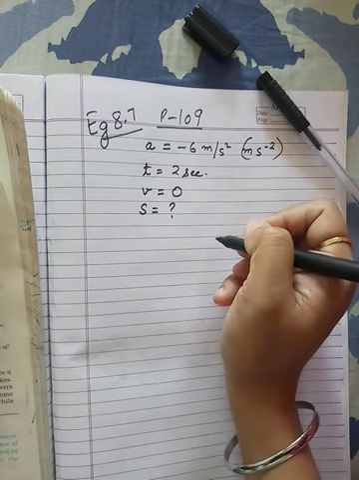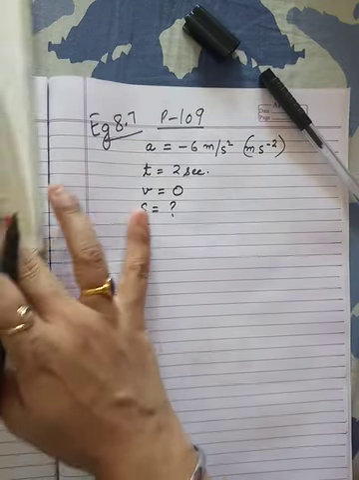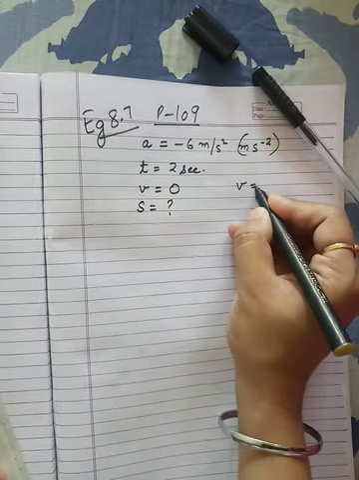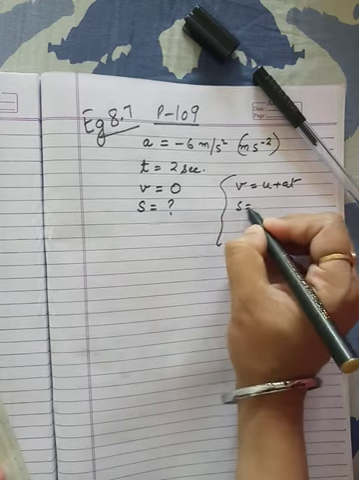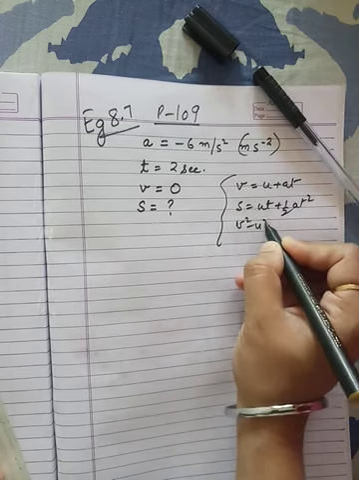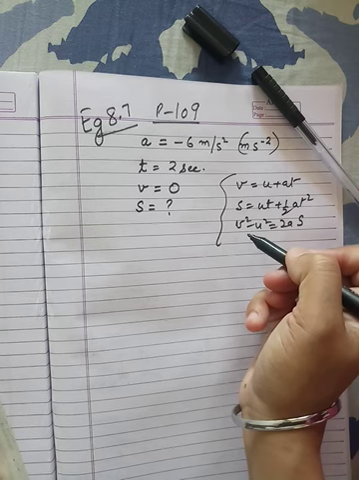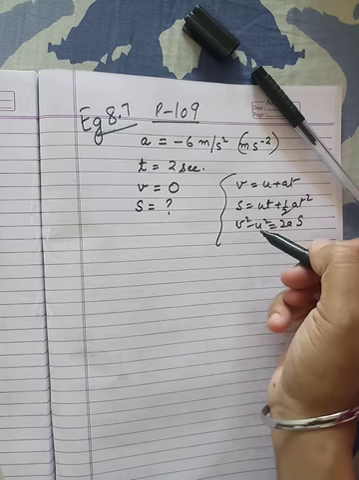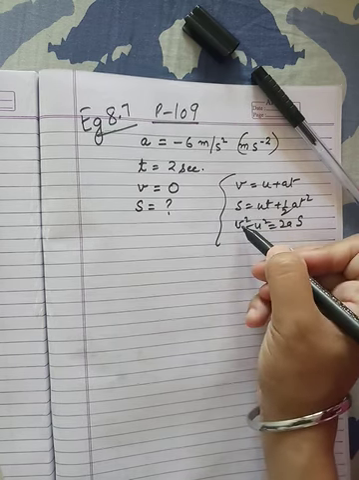So again the three equations we are having. What are the three equations? We know the three equations are v equals u plus at, s equals ut plus half at square, and v square minus u square equals 2as. Again think about these three equations. We can choose among these three equations how to find s. To find s, we can use the second and third equation.